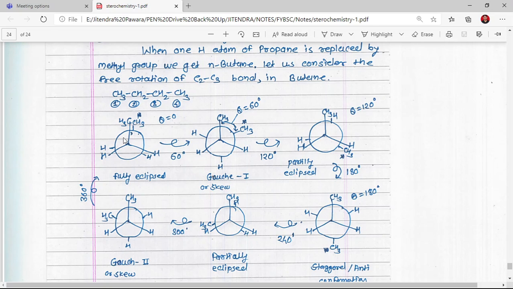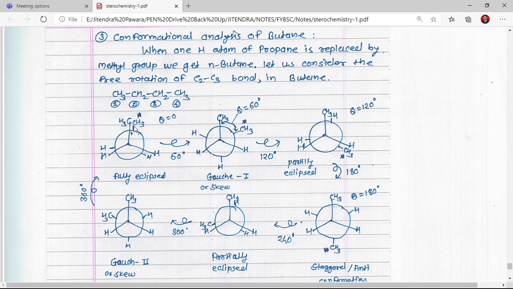fourth methyl group. At dihedral angle 0, you will get an eclipsed conformation, also called fully eclipsed conformation, because CH3 and CH3, and H and H, are fully eclipsed. This overlapping between CH3 and CH3 is what is called fully eclipsed conformation, and it is a higher energy and less stable conformation. It occurs at dihedral angle 0 and 360.